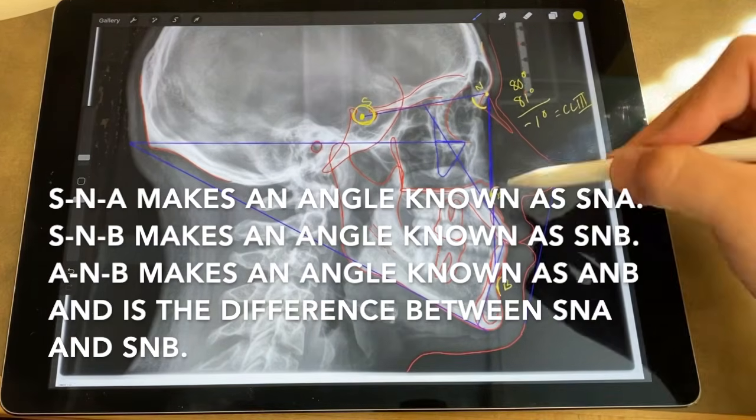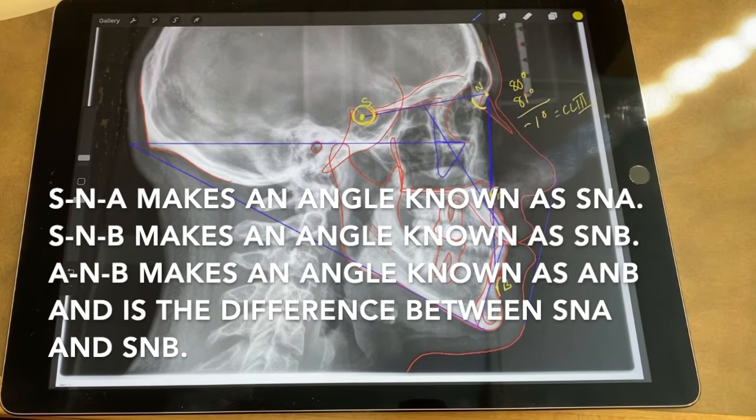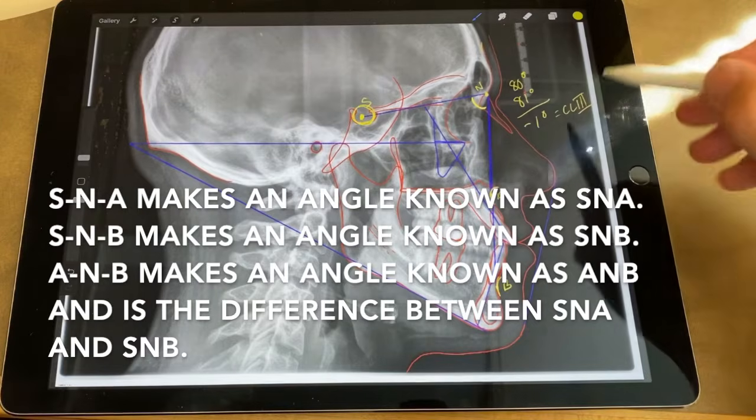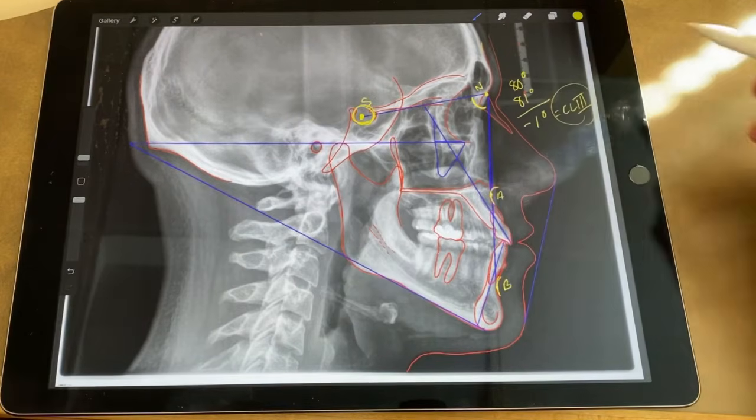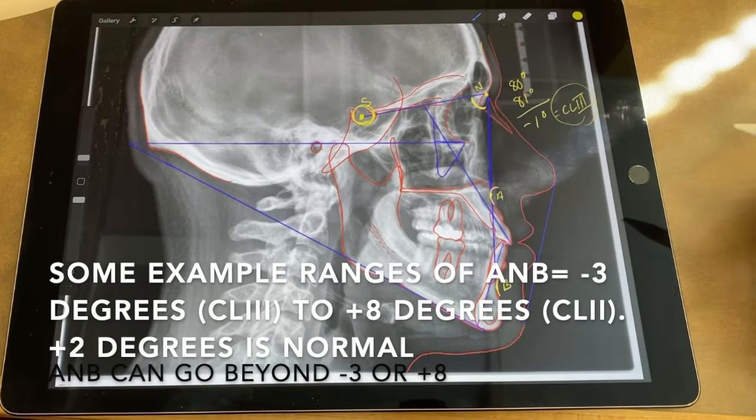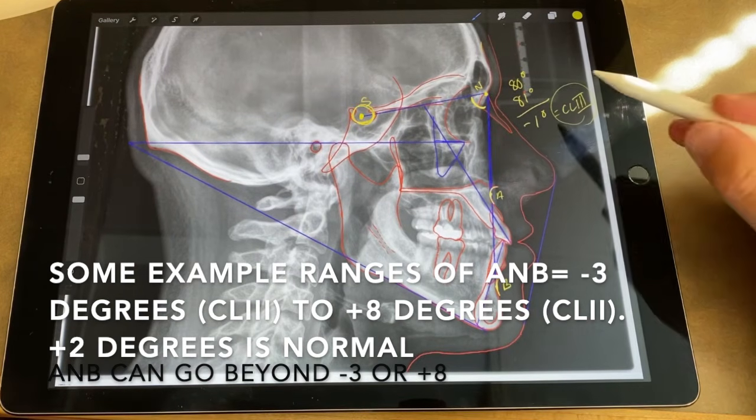So these numbers are really important. It doesn't mean your patient is class 3. These are clues. This is telling me, this patient looks like they're pretty class 3. We better look into that more when we're treating them. It doesn't mean it can't be done or that they are for sure class 3. It's just a clue.